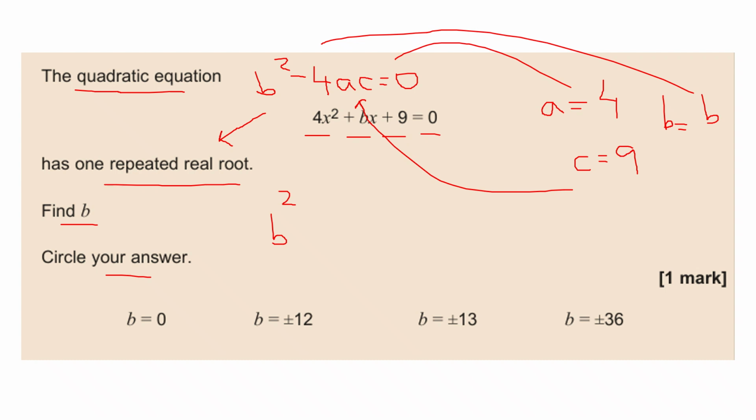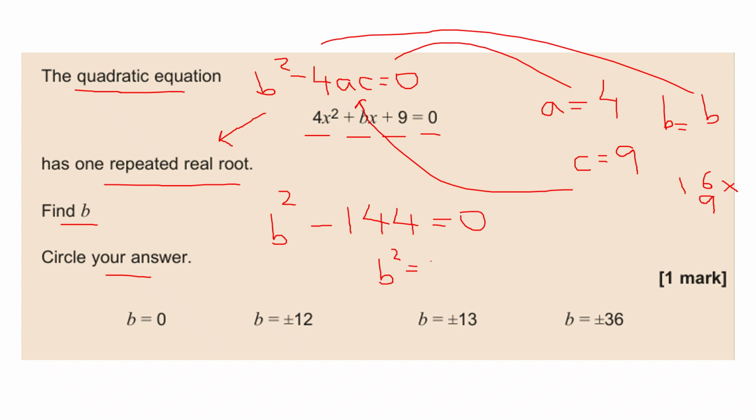So what is that going to give me? That's going to give me 16 times 9, which I think is 144, is that right? So 4 times 4 is 16, 16 times 9, so 16 times 10 is 160, and then if I remove 16, I get 144. So b squared minus 144 is equal to 0. I'm going to add 144 to both sides, so b squared equals 144.